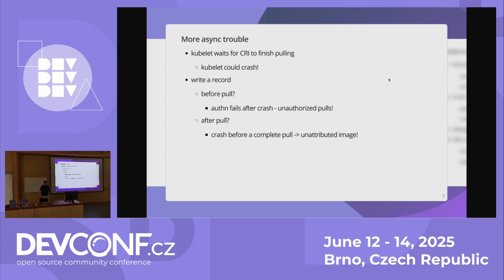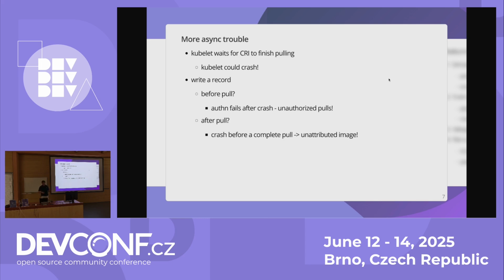And so would we be writing the record after the pull? What would that mean? What happens when we crash somewhere halfway? We would actually have an image which is unattributed, right? We don't know what happened or what didn't happen. And you may say, well, that's okay. We can always try again, right?